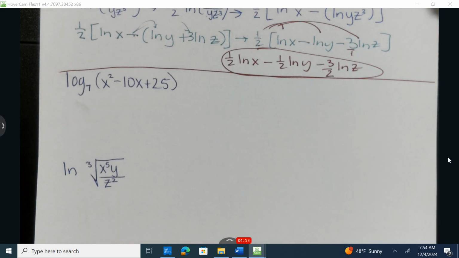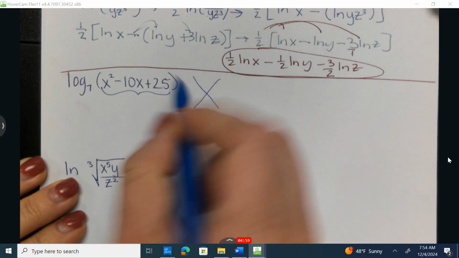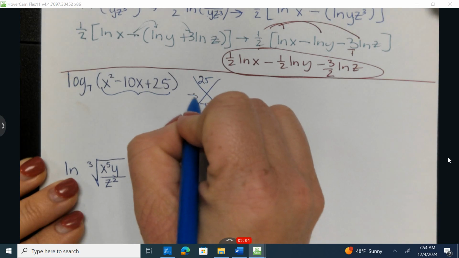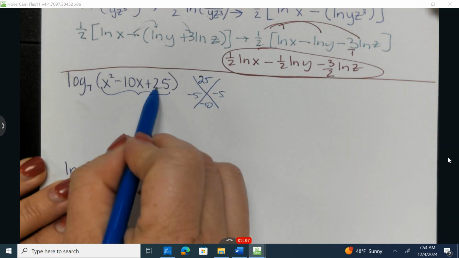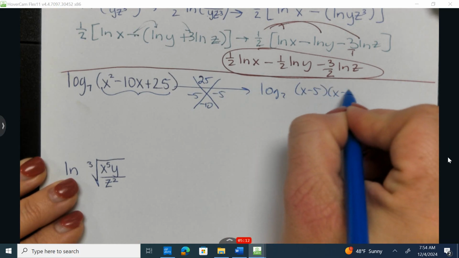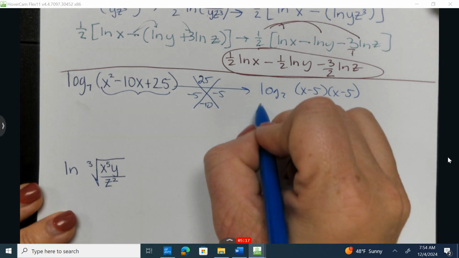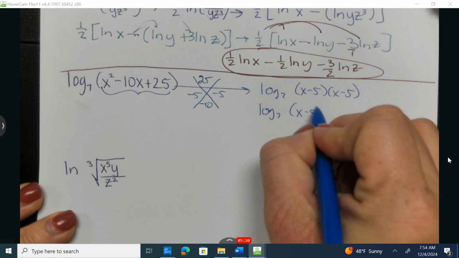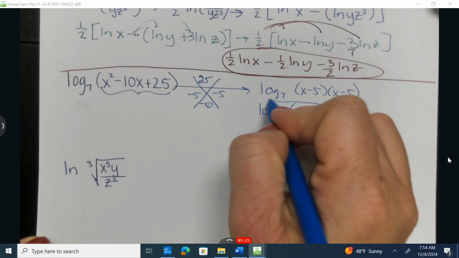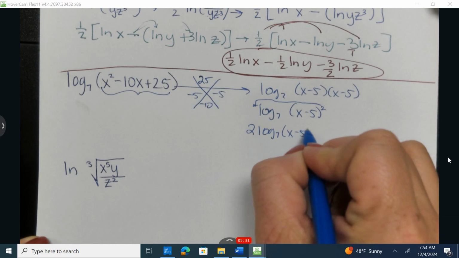In our third example, right away I recognize this trinomial. And I recognize that I can factor this. What multiplies to equal 25 and combines to give us negative 10? That would be negative 5 and negative 5. So I can rewrite this expression as log base 7 of x minus 5 times x minus 5. And we learned in 8th and 9th grade when we have the same quantity twice being multiplied, we can rewrite it as x minus 5 quantity squared. Okay, that property of logs allows us to take this exponent and drop it in front. 2 times log base 7 of x minus 5.